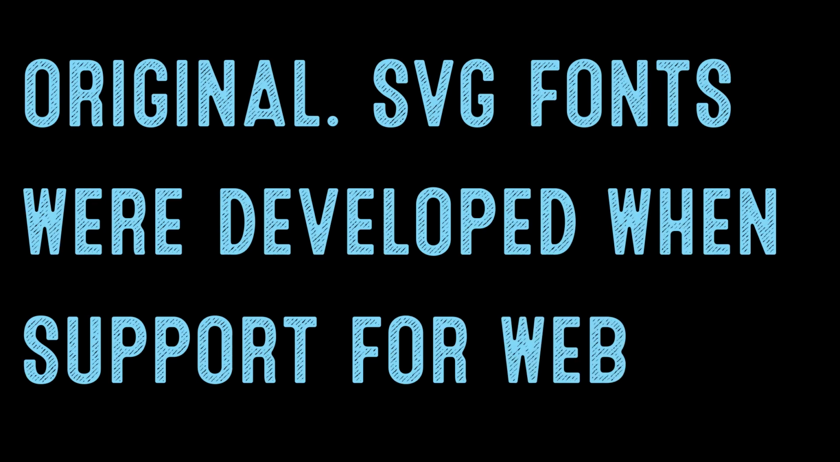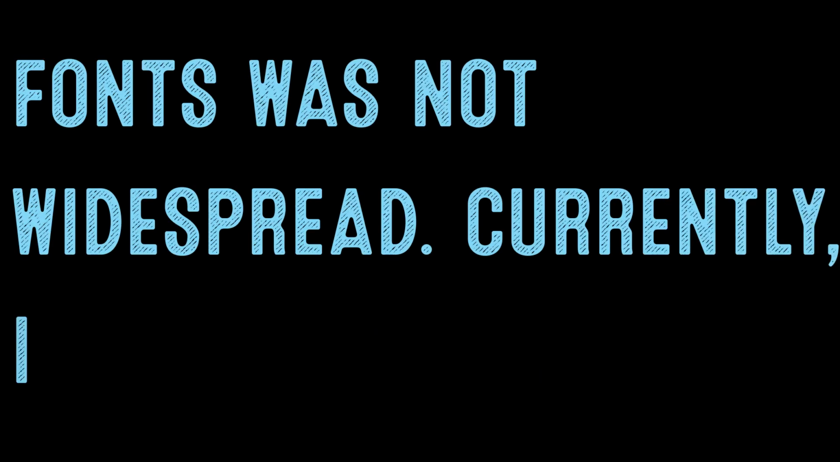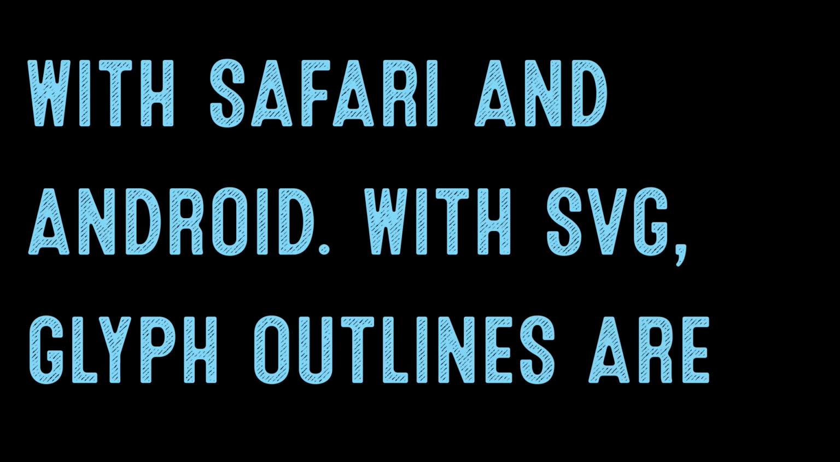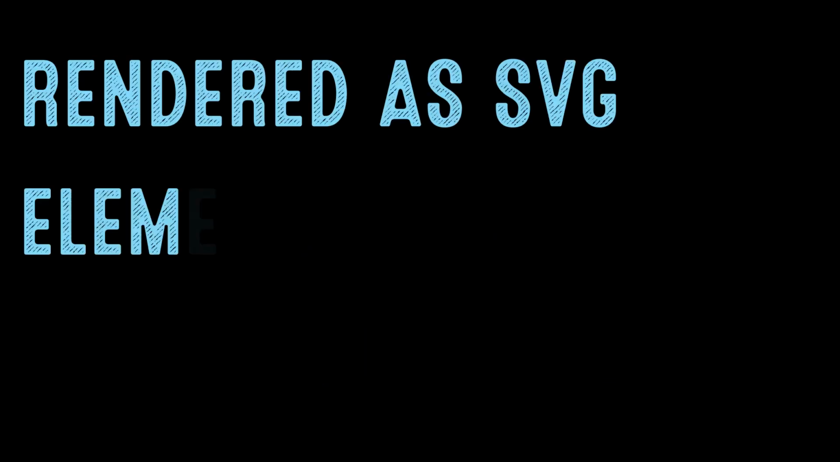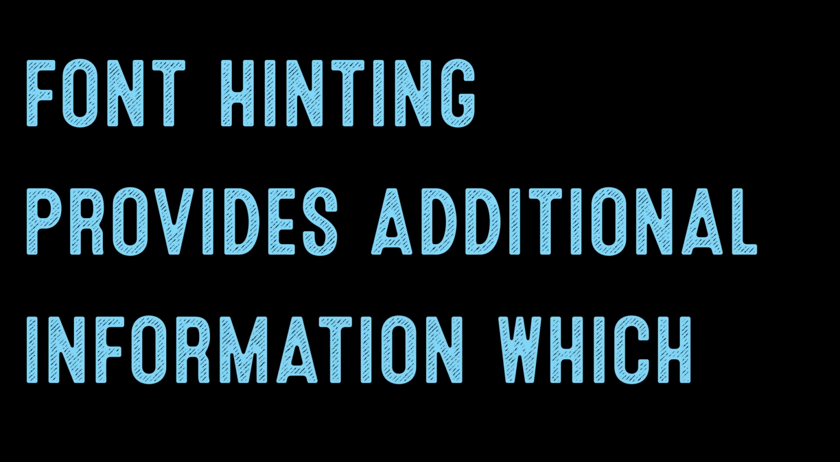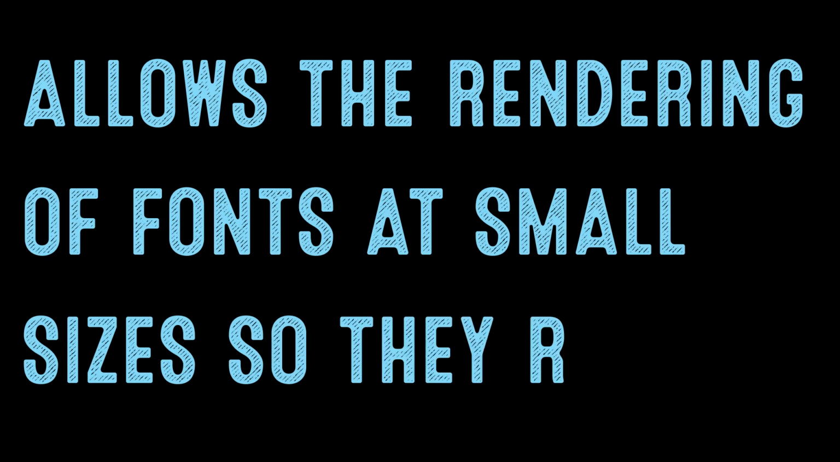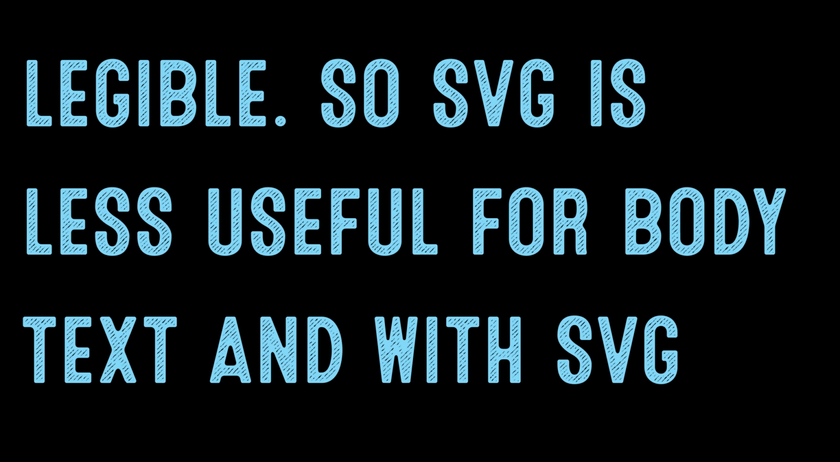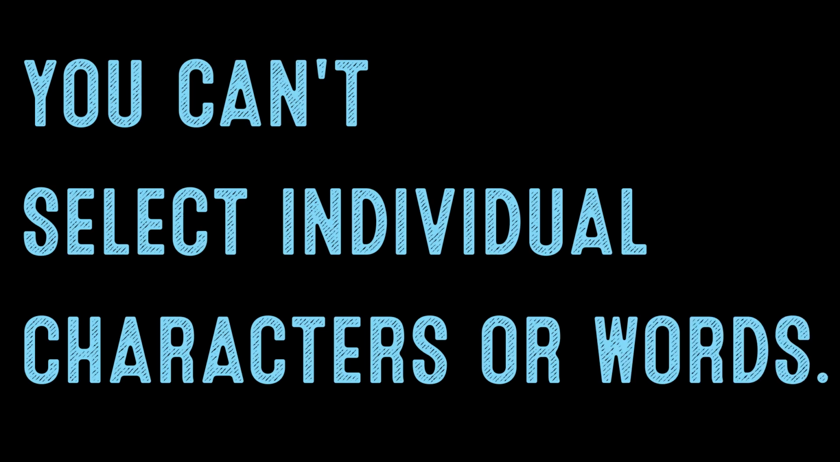SVG fonts were developed when support for the web fonts was not widespread. Currently, its support is only with Safari and Android. With SVG, glyph outlines are rendered as SVG, or Scalable Vector Graphic Elements. SVG doesn't support font hinting. Font hinting provides additional information which allows the rendering of fonts at small sizes so they remain legible. So SVG is less useful for body text, and with SVG, you can't select individual characters or words.